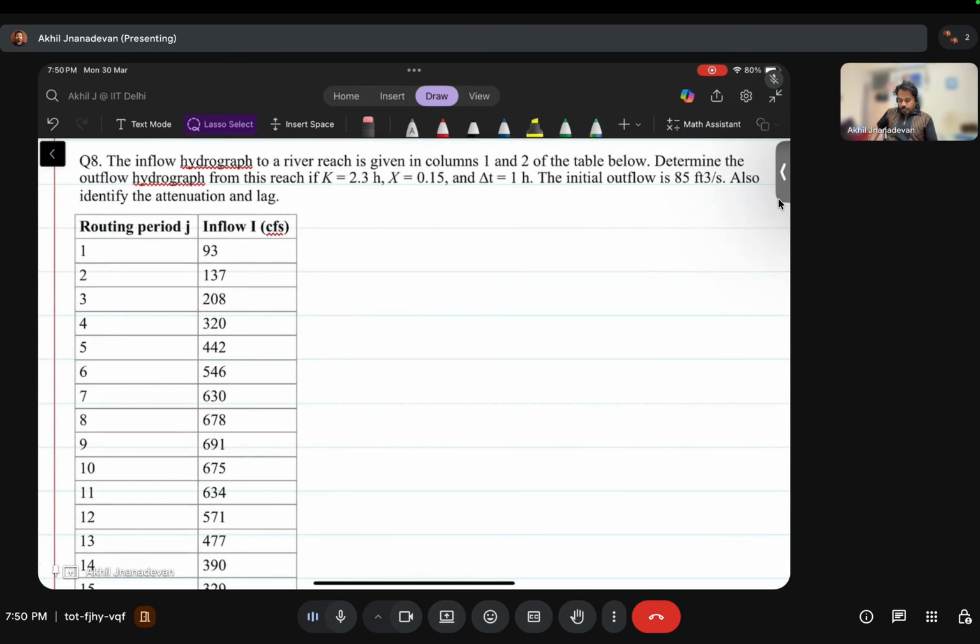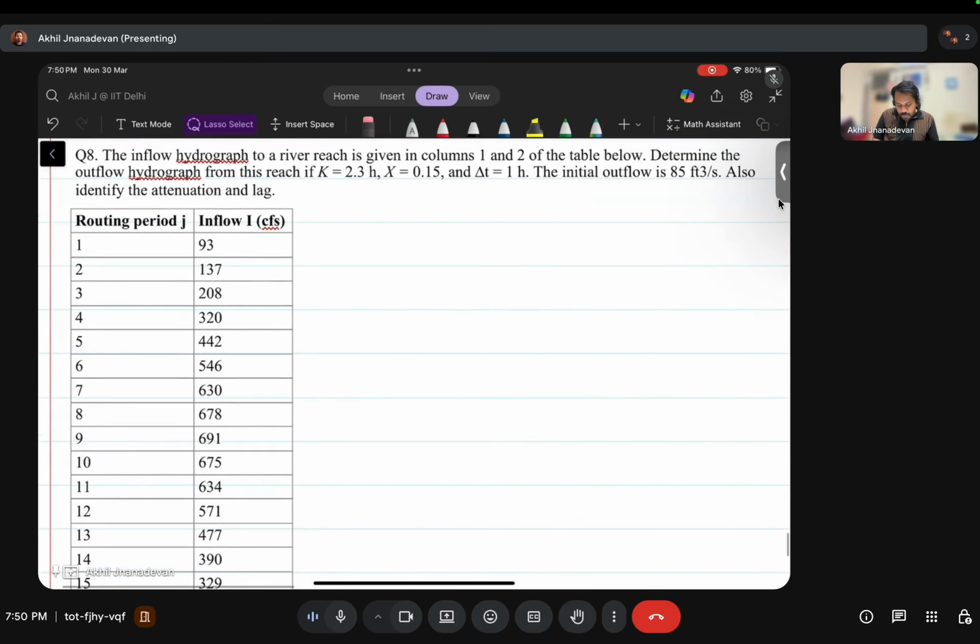So we can start with the Muskingum method. We have an inflow hydrograph to a river reach given in the column of the table below. So this is the inflow hydrograph for different time intervals, and the delta t is 1 hour, and the K and x values are given.